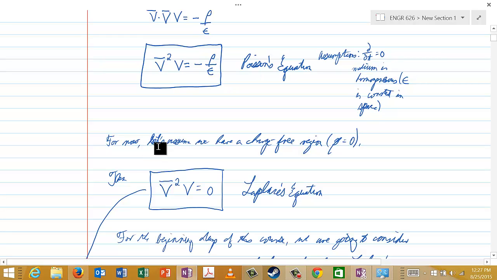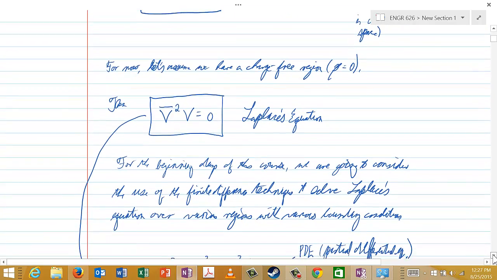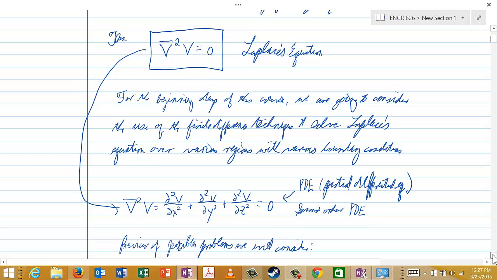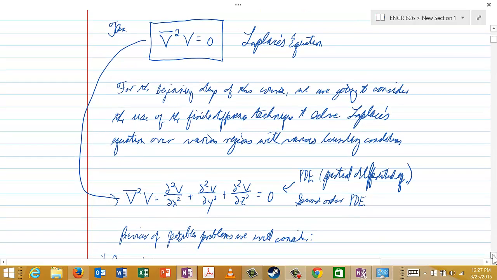and if we furthermore assume now that we're in a charge-free region, then rho is equal to 0, and so in that case the right-hand side of this equation will go to 0, and we end up with del squared V is equal to 0. And this is another important equation in engineering, and it's called Laplace's equation. And this is the equation that we're going to be dealing with here in the beginning part of this course.